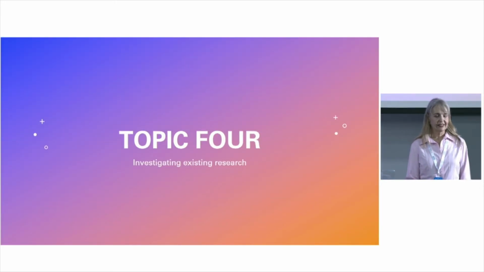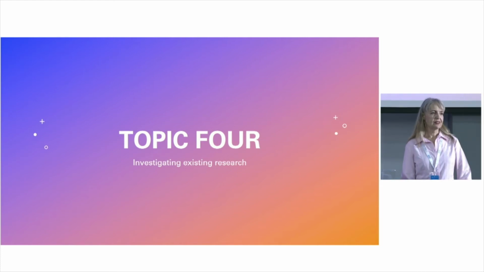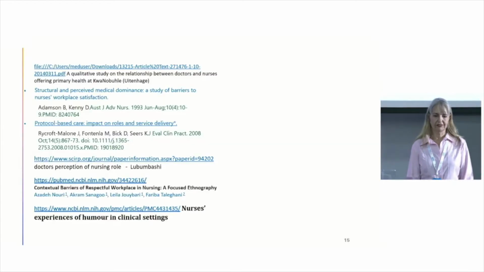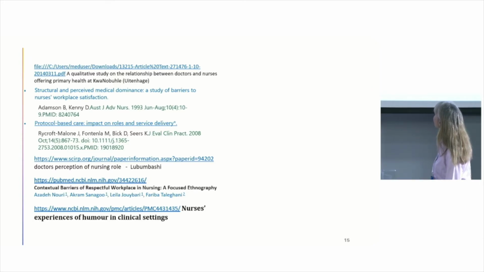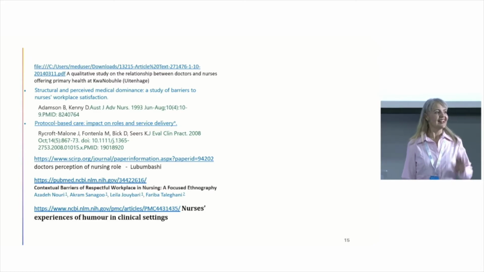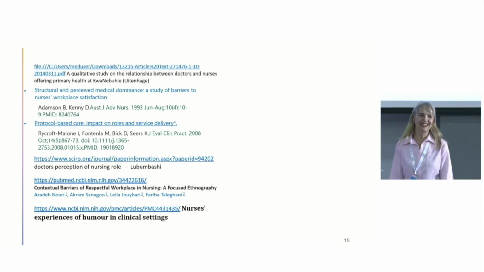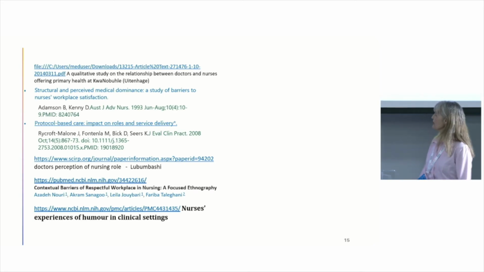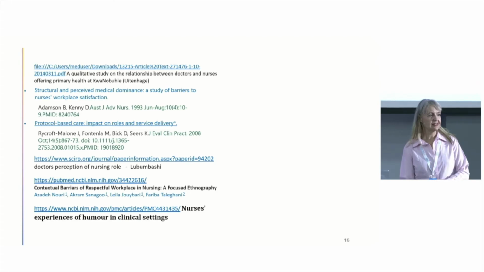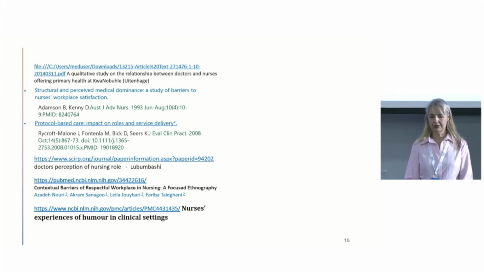So topic 4, investigating existing research. I'm looking for research that says, what do fertility nurses do? How can we do it better? I didn't find anything. The first one was interesting, a qualitative study on the relationship between doctors and nurses offering primary health care in KwaNobuhle, Uitenhage. I'm from Uitenhage. That's where I grew up. Also, there was this structural and perceived medical dominance, a study of barriers to nursing in the workplace. There were a few, but there's nothing specifically on fertility nursing and how we can do our job better.